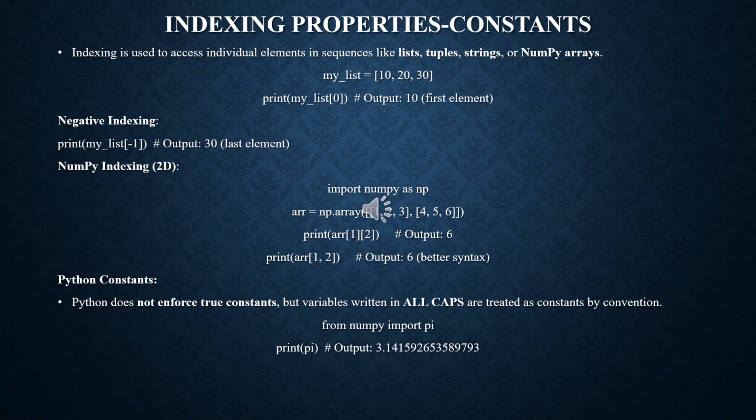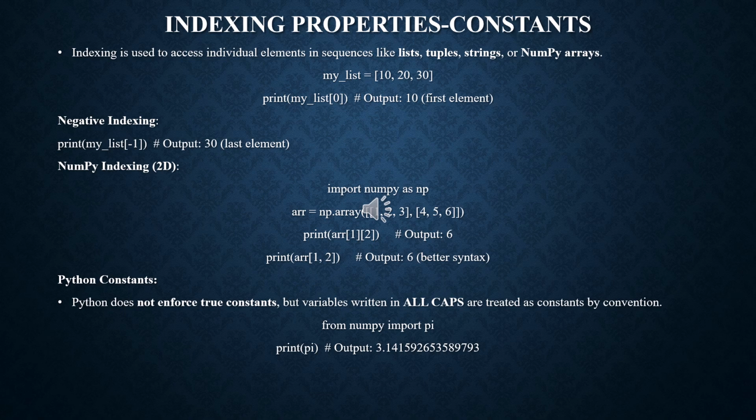So what is a Python constant? Python does not enforce true constants, but a variable written in all caps is treated as a constant by convention. From numpy import pi, then print the pi value. Normally you know the pi value, 3.141. You are printing it as a constant, a number that will not be changed.